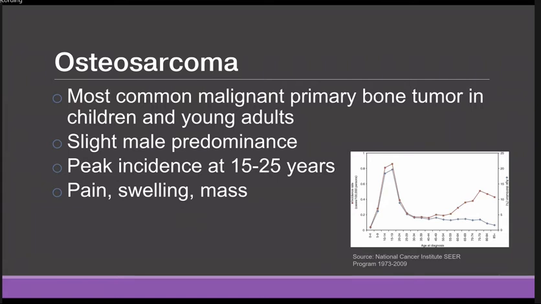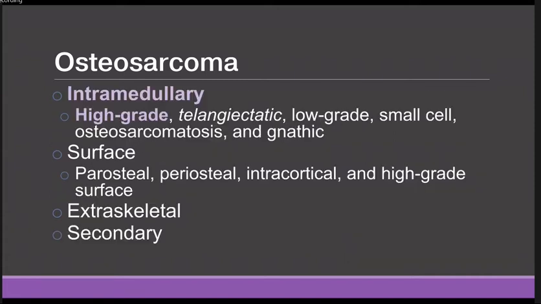It presents as pain, swelling, and mass, similar to the other lesions we've discussed, which can make it difficult to diagnose clinically. There are many different classifications, but the most important to know would be the intramedullary high-grade osteosarcoma, which is also known as conventional osteosarcoma, because this comprises already around 75% of the cases that you'll see.